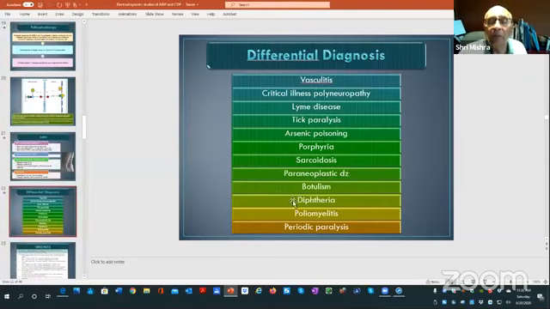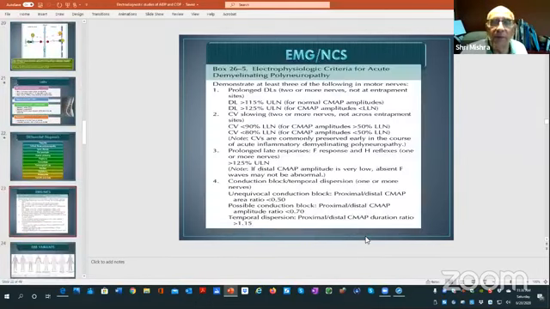So back again, differential diagnosis of AIDP: you have critical illness polyneuropathy, vasculitis, Lyme disease, tick paralysis, porphyria, sarcoidosis, and sometimes you have diphtheria, botulinum, and periodic paralysis, okay? Sometimes potassium, hyper or hypo, rare. But again, that's a differential diagnosis. So here is the important thing for you guys to understand.